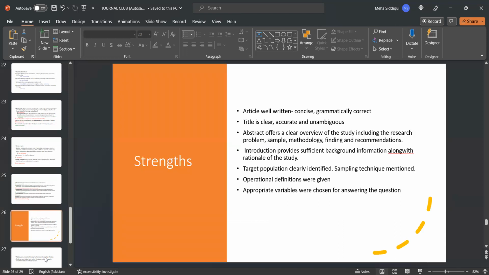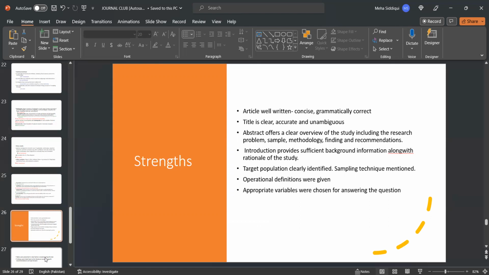So coming to the strengths of the article: it is very well written, concise, grammatically correct, the title is clear, accurate, and unambiguous. The abstract offers a clear overview of the study, including the research problem, sample, methodology, findings, and recommendations. The introduction provides sufficient background information along with the rationale of the study.